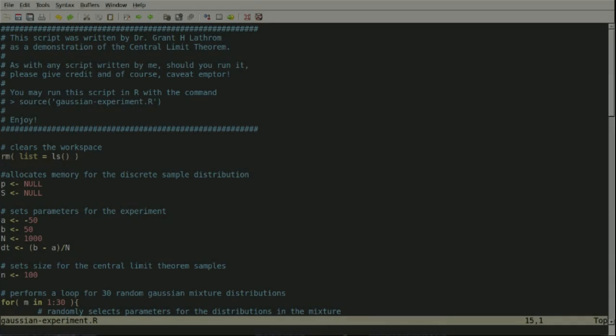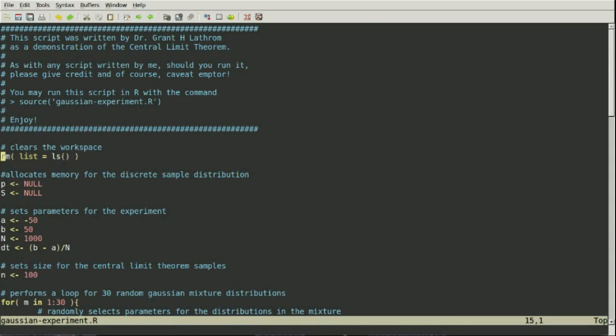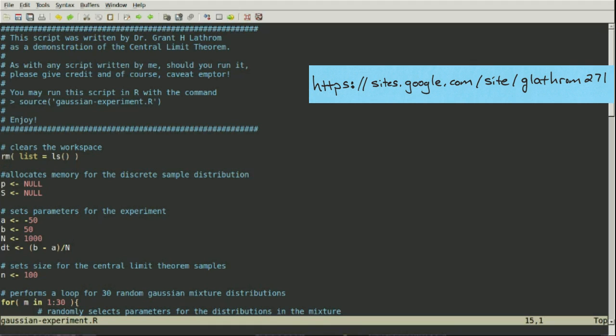So this is a script that I wrote to demonstrate the central limit theorem in R. Let's take a walk through this script. You can see what it does, and then we'll show you the results. Okay, so this is a script written by me.